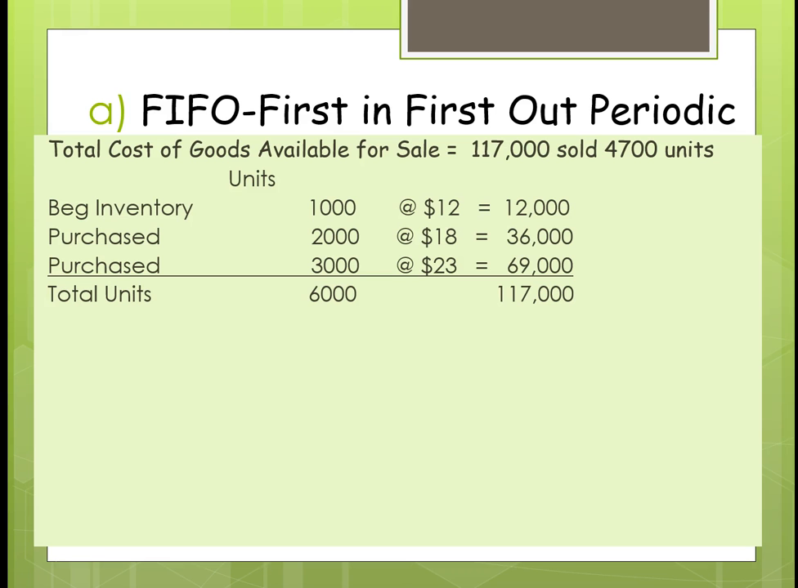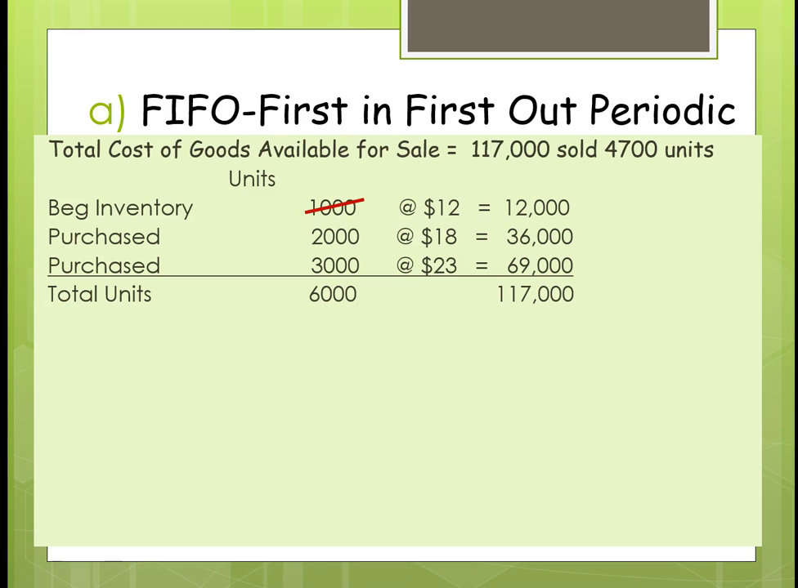Now I want you to know whether you're doing periodic or perpetual, for FIFO, you'll always get the same answer. It doesn't matter, periodic, perpetual, you get the same answer. That is not true if you're doing LIFO or average cost. You get totally different numbers. So here we have it.